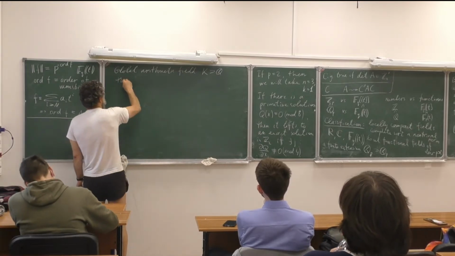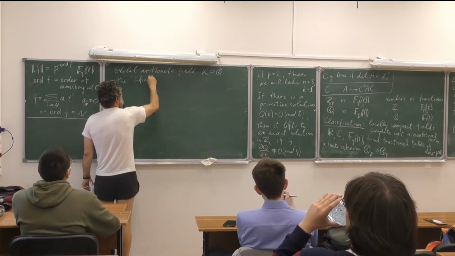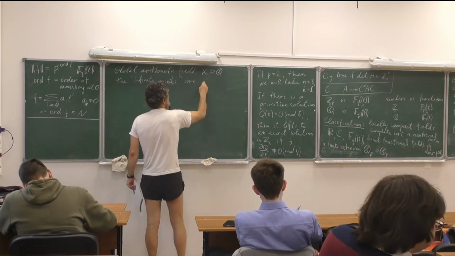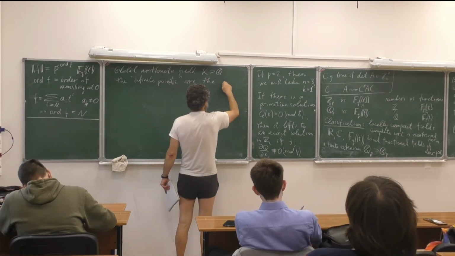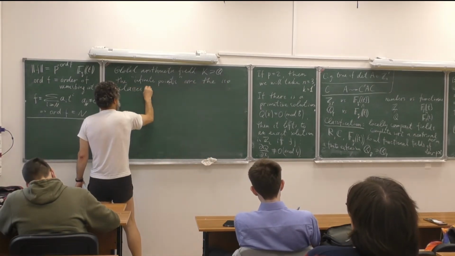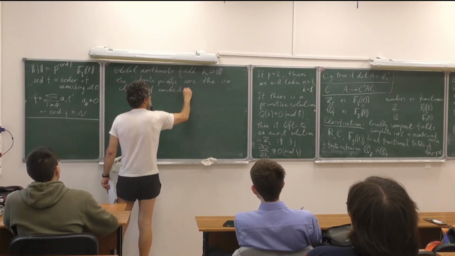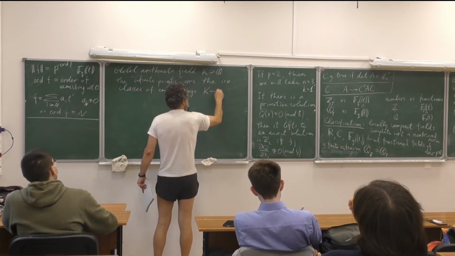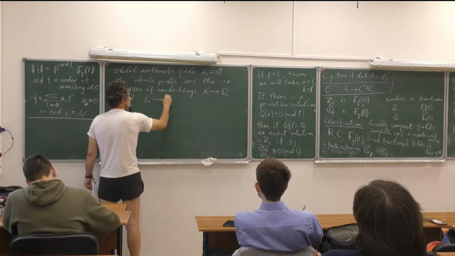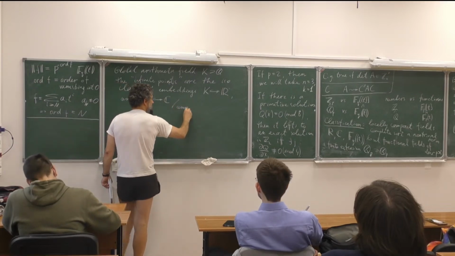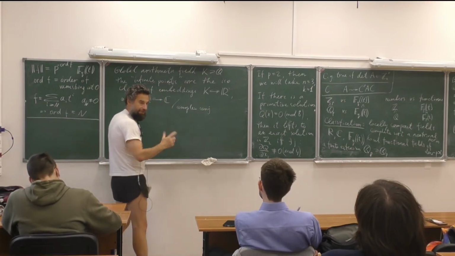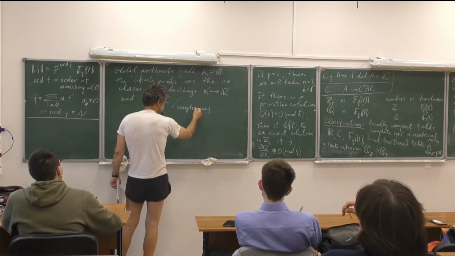And then the infinite points are the isomorphism classes of embeddings of K into reals and embeddings of K into complex numbers, modulo complex conjugation, because the two complex conjugate embeddings give rise to the same norm.